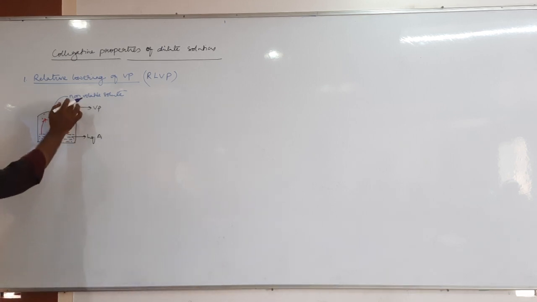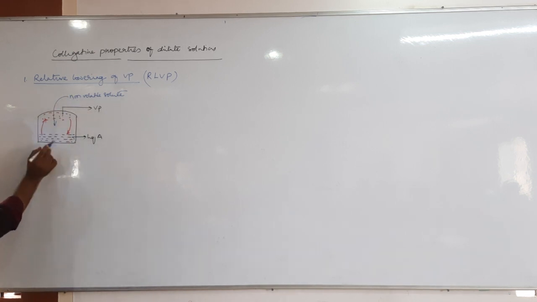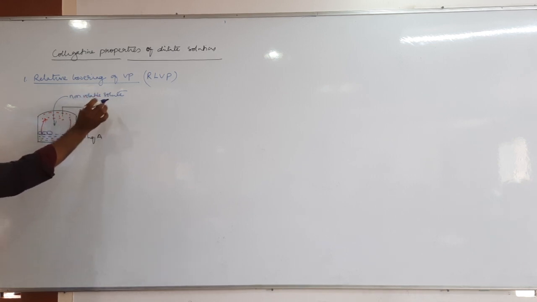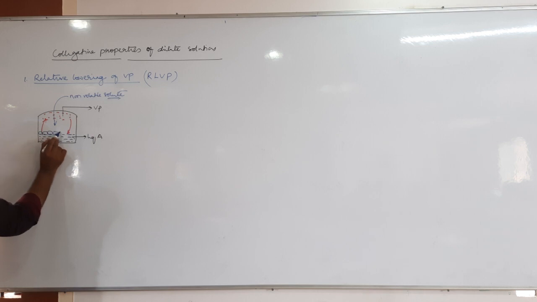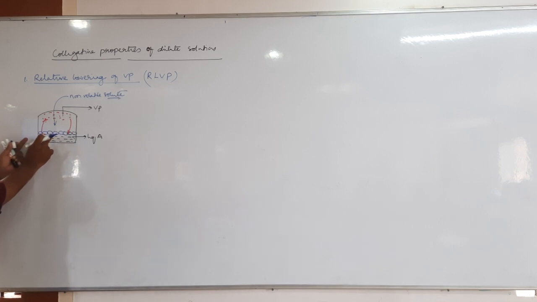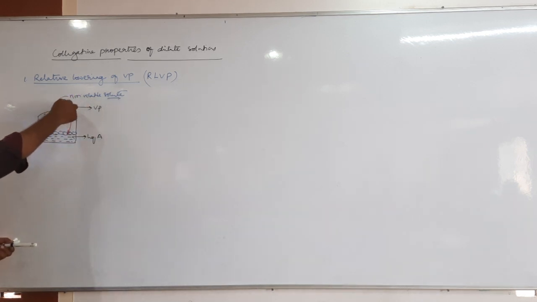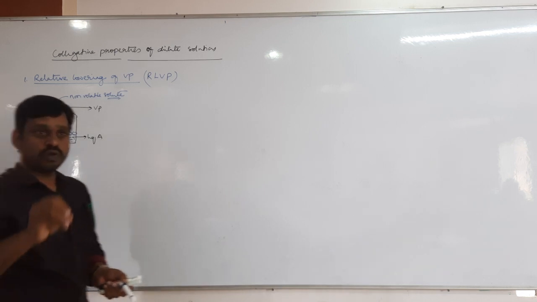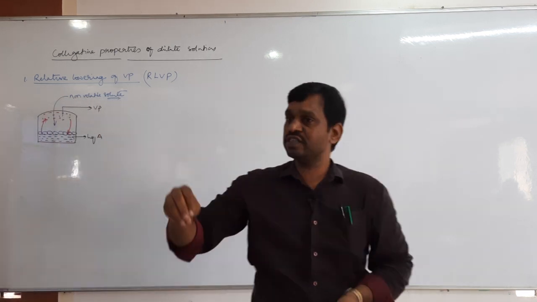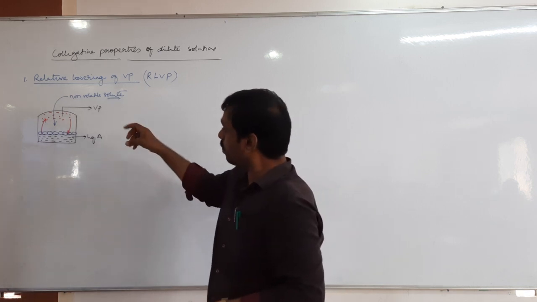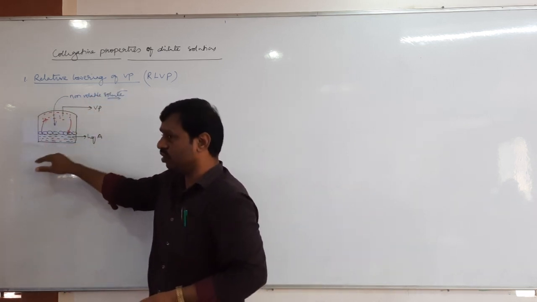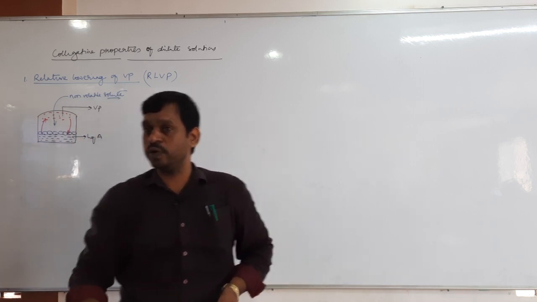This is because when a non-volatile solute is added to a pure volatile solvent, some of the solute particles occupy the surface of the solvent. As a result, the number of solvent molecules escaping into the vapor phase decreases. Therefore, vapor pressure decreases, right? So when a non-volatile solute is added to a pure volatile solvent, the vapor pressure of the solution always decreases. Therefore, the vapor pressure of a solution containing a non-volatile solute is always less than the vapor pressure of the pure solvent.